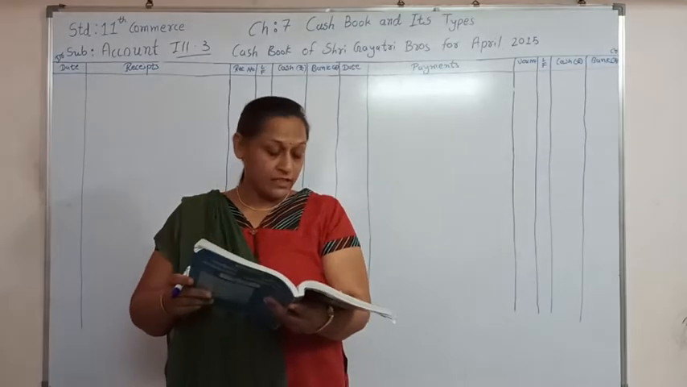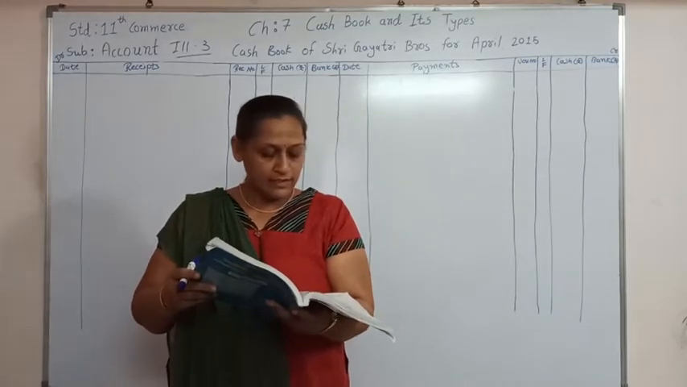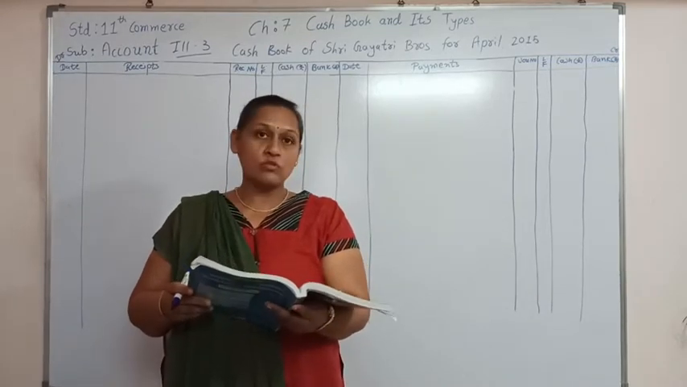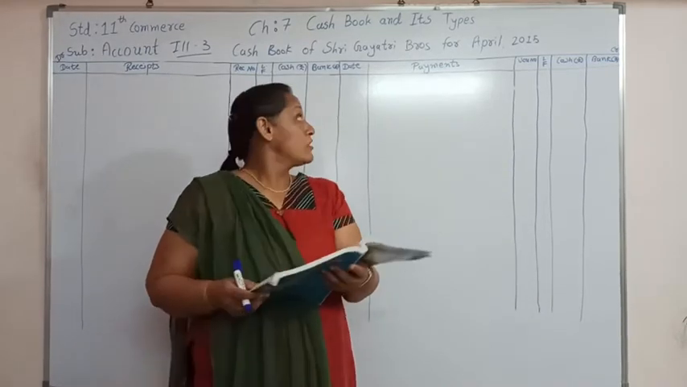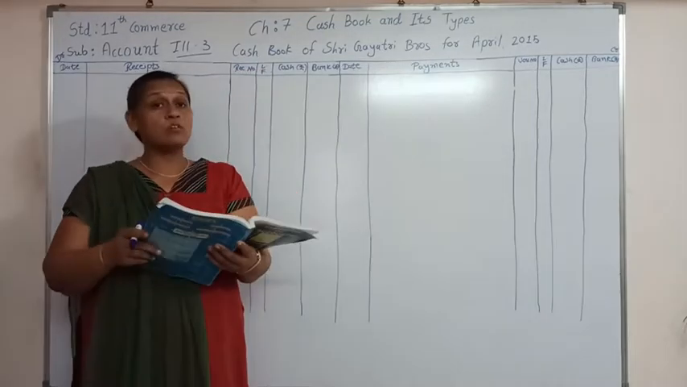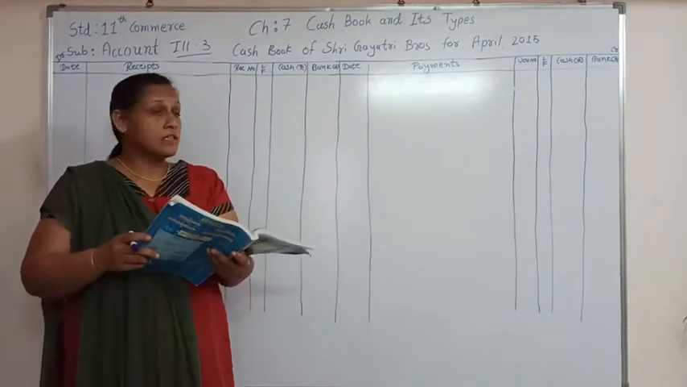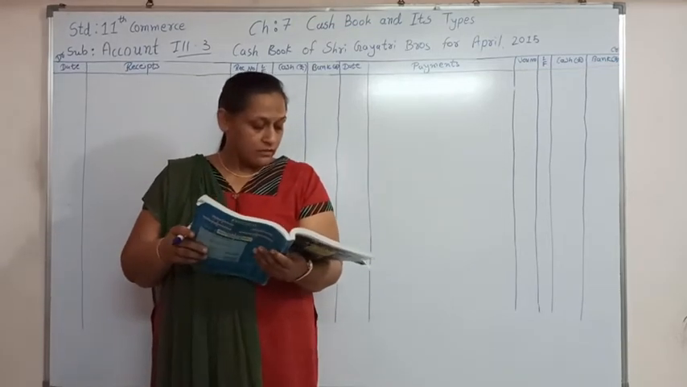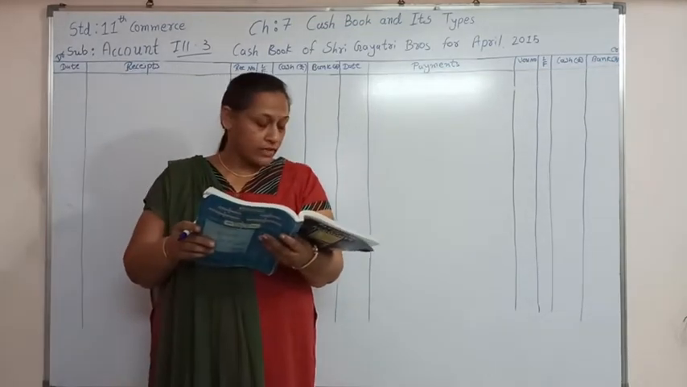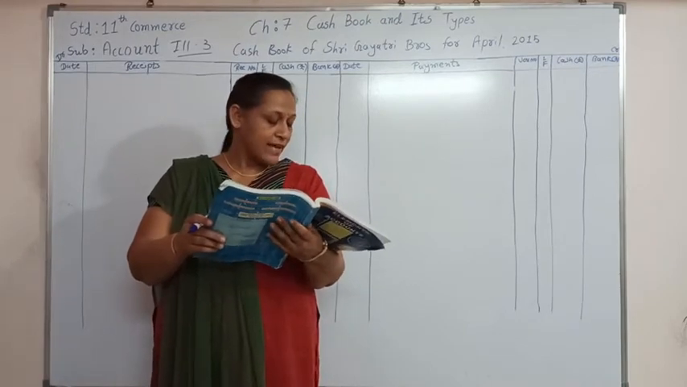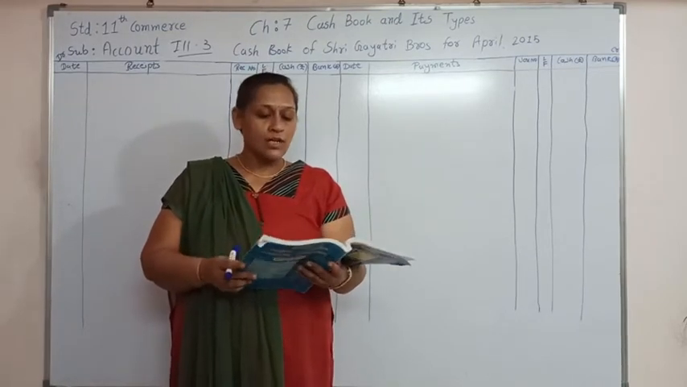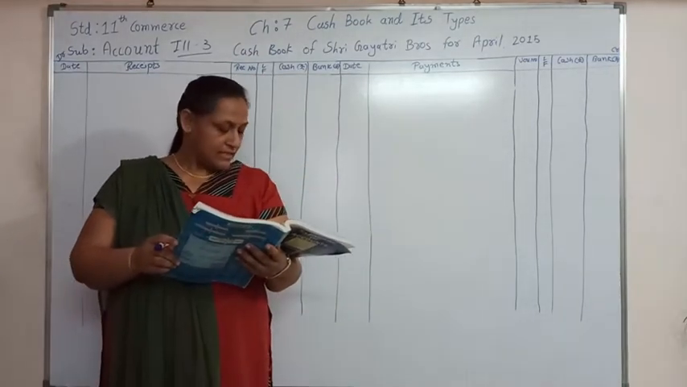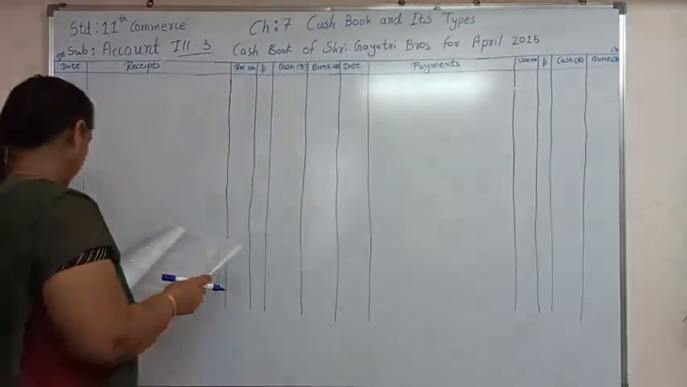Let's see illustration number 3. From the following transactions, prepare a cash and bank column cash book in the books of Gayatri Brothers. So here, cash book of Shri Gayatri Brothers for April 2015. Here the very first transaction on 2015, April 1st, is the opening cash balance and bank balance. Both are balances, and we are going to write them down on the debit side of the cash book.